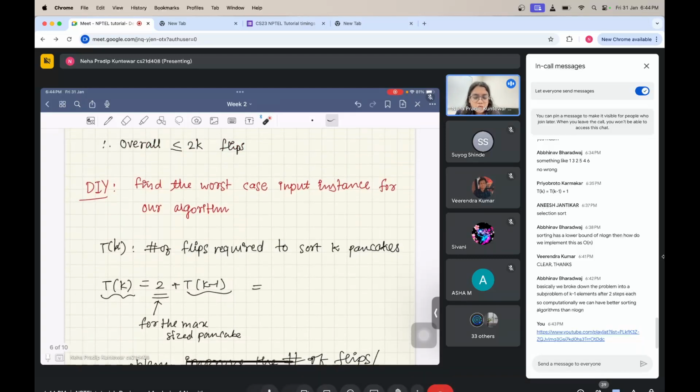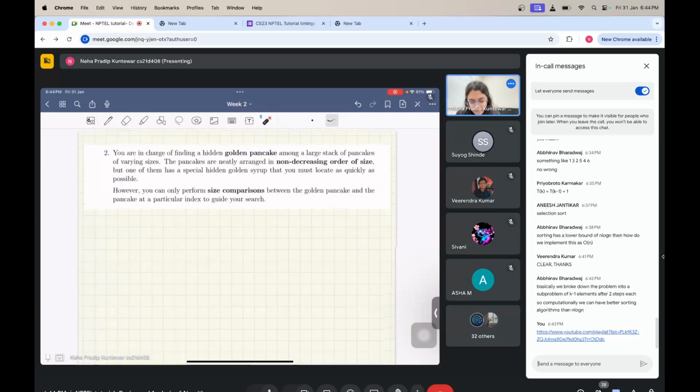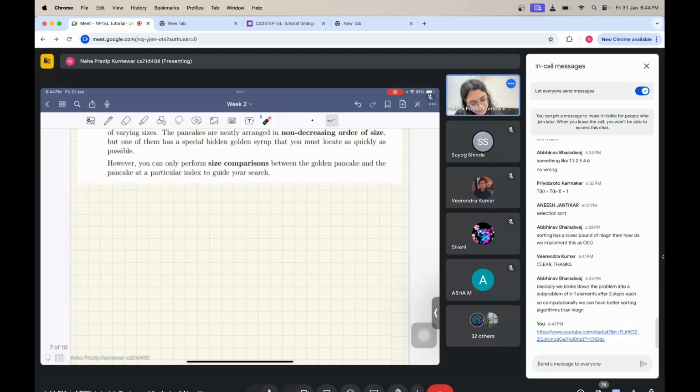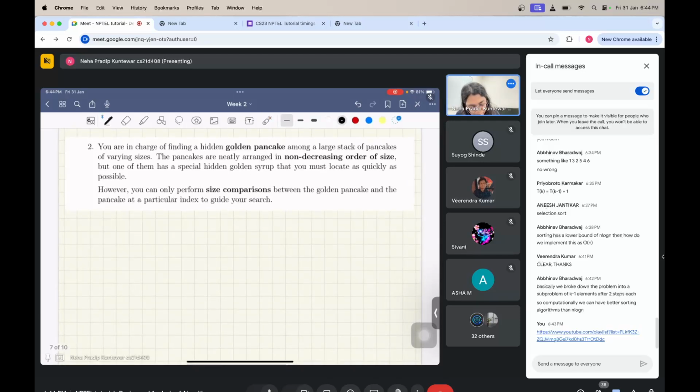Okay, so let's move on to the next question. Now you already know how to sort the pancakes. So what I'm giving you is already a sorted set of pancakes. But one of the pancakes is different. It has a special syrup added to it. Maybe let's say it's this one, and you want to find that one. You want to locate it, in the sense you want to bring it to the top.